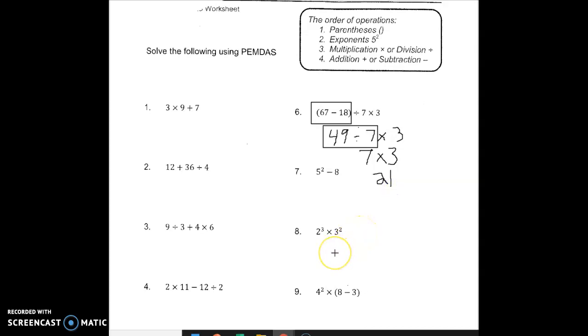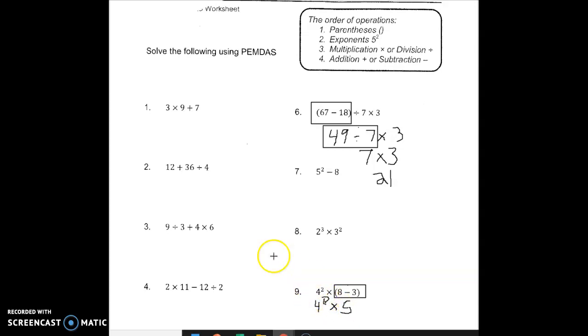Let's skip down and take a look at number 9. Always start at number 1, checking for parentheses. Do I have parentheses? I do. I have this 8 minus 3. What's 8 minus 3? Good. It is 5. I still have times, and I still have my 4 squared. Oops, sorry, that should be a little 2 there.